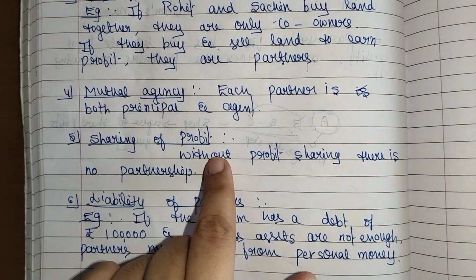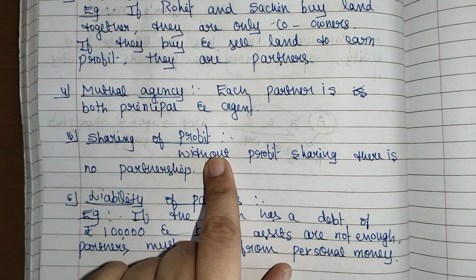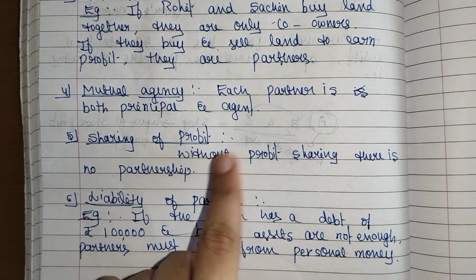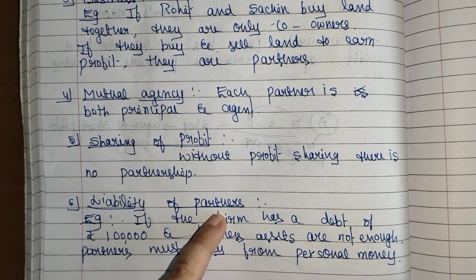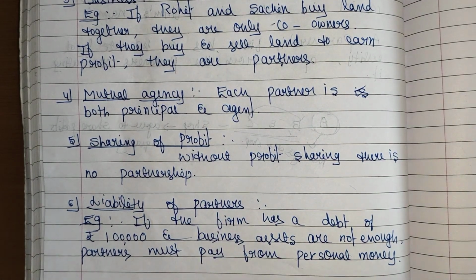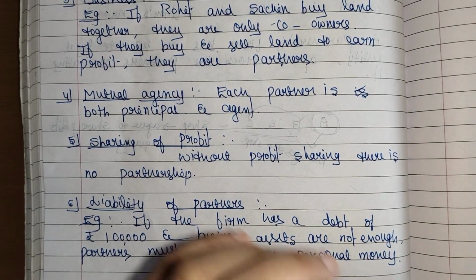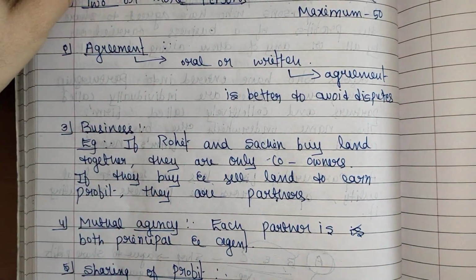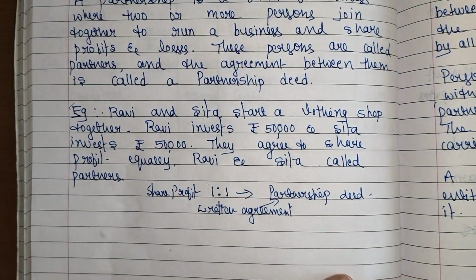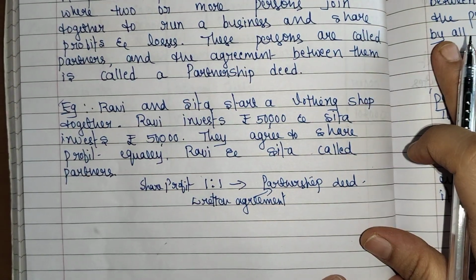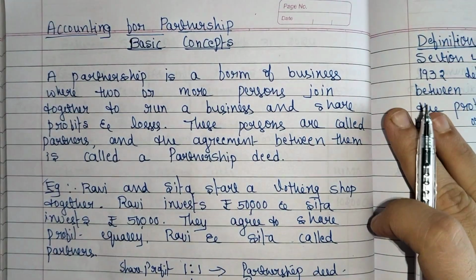And sharing of profit, partners have to share the profits equally. And liability of the partners means each partner has unlimited liability. Clear? So these are the features of partnership. So I hope this introduction class of partnership is clear to you all.